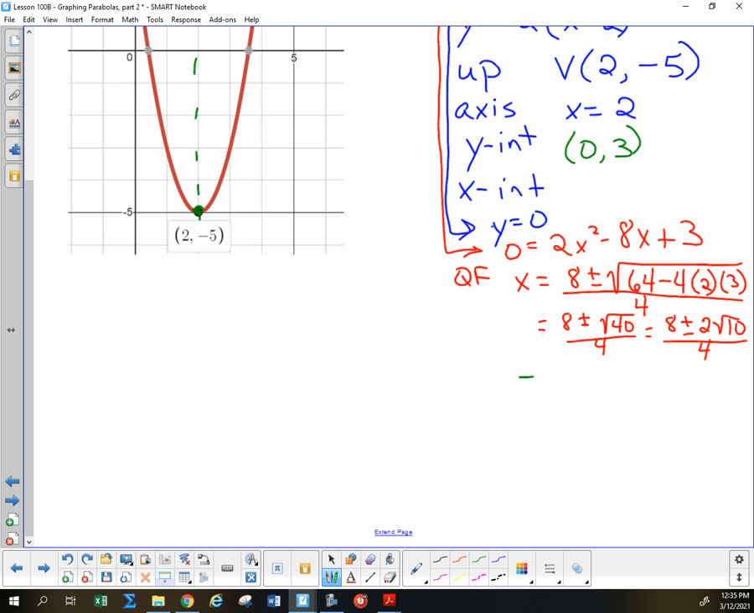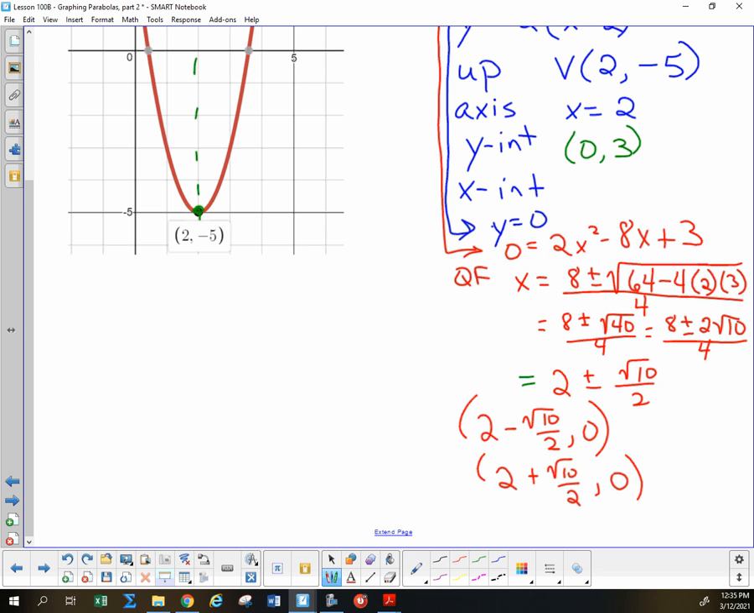As I said, if I finish simplifying this, I'd have 8 over 4 would be 2, plus or minus 2 over 4 would simplify to a half, so root 10 over 2. So my 2 x-intercepts would be (2 minus root 10 over 2, 0) and (2 plus root 10 over 2, 0).